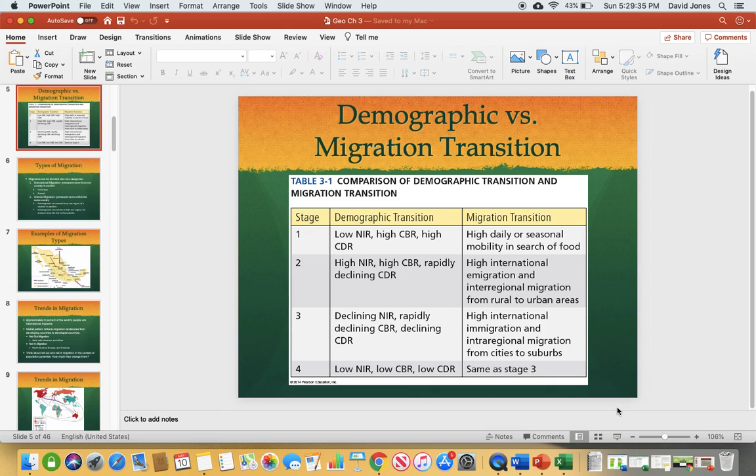So Ravenstein's laws really talk about the movement of people, where they move from, and kind of the process there. So that would be the second of the big models. So demographic transitions 1, Ravenstein is 2. 3 is Wallerstein's model. So Wallerstein's model is just simply the core periphery model.